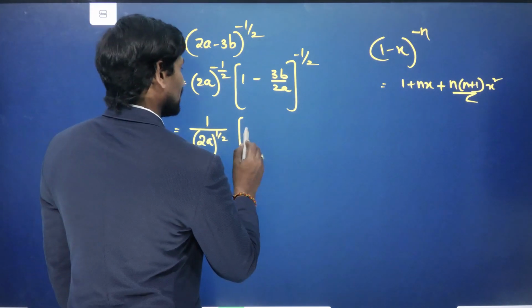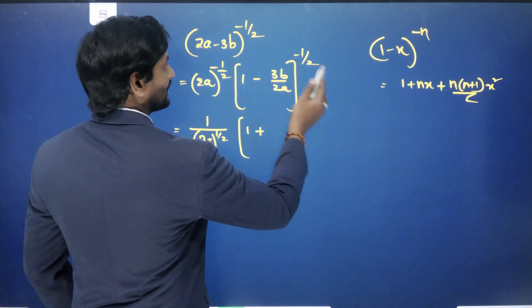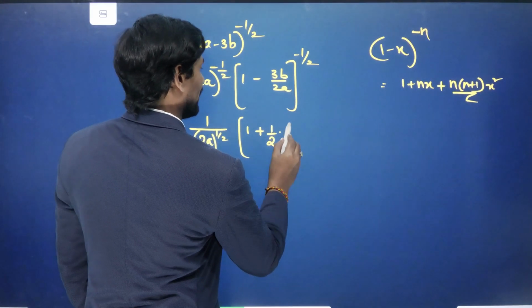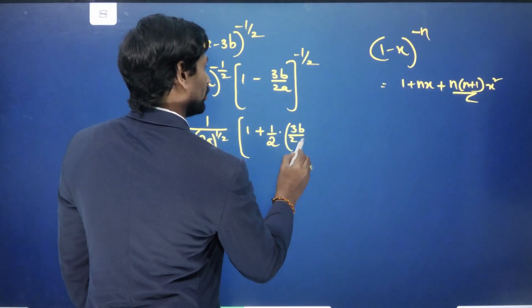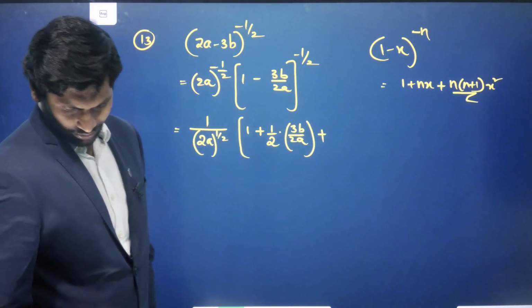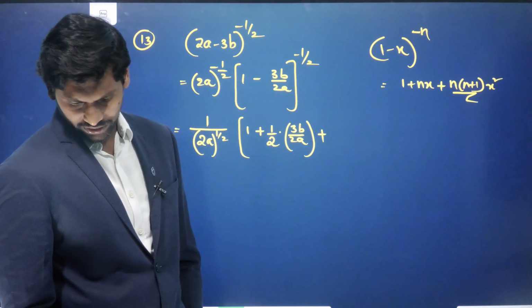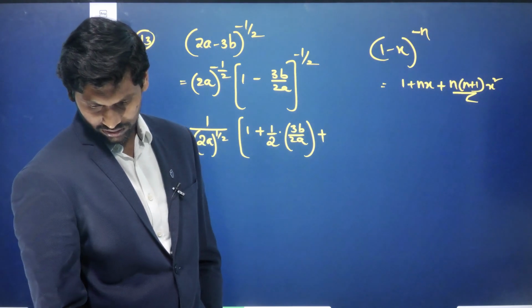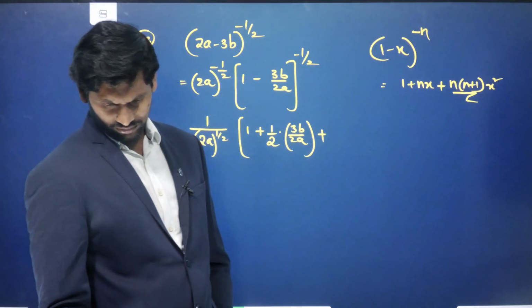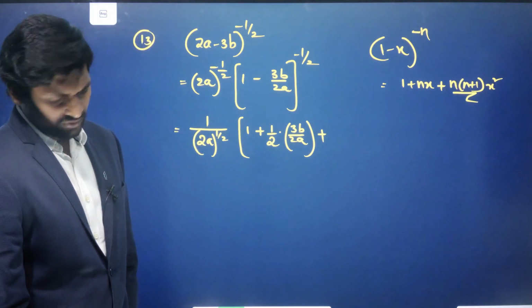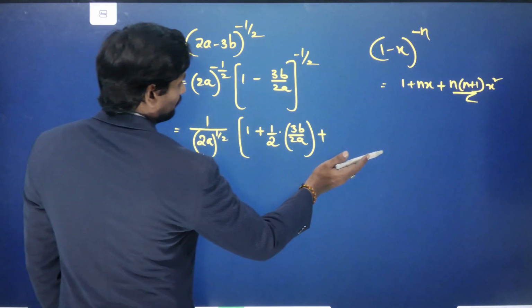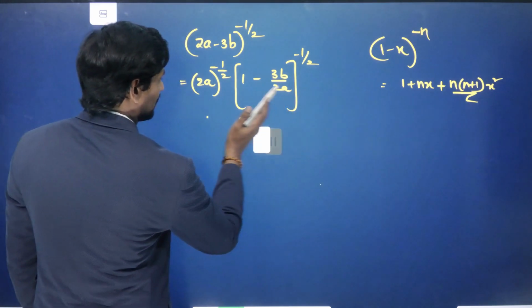That means 1 plus n is nothing but 1 by 2, 1 by 2 into x value, which is 3b by 2a, plus n into (n plus 1) by 2. Let us check the options. Or else we can use the direct general term formula also. Let me use the formula here, the t r plus 1 general formula.